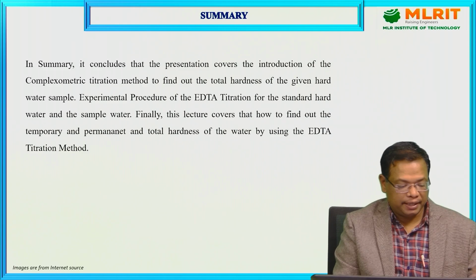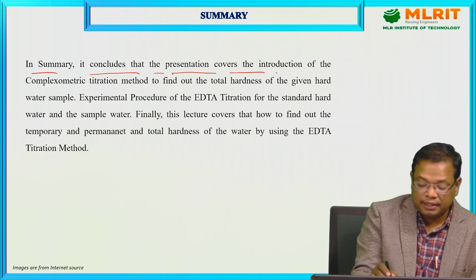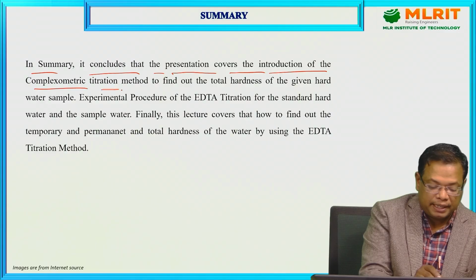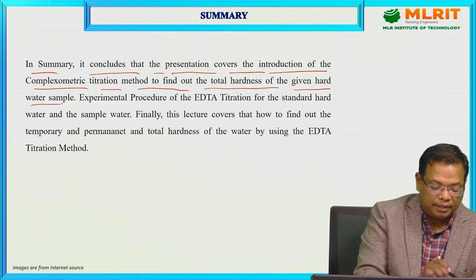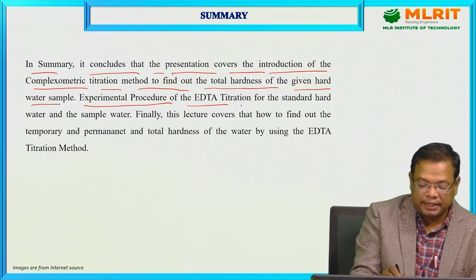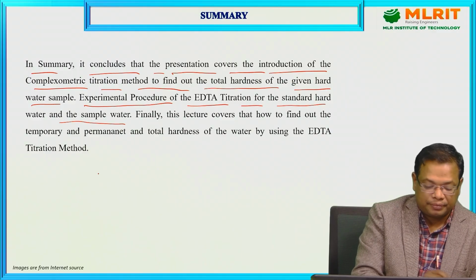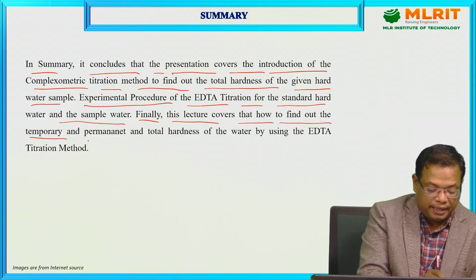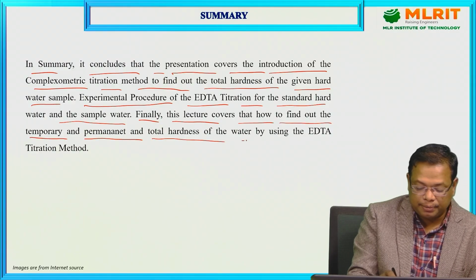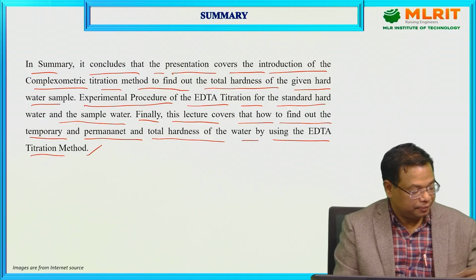Now, in summary, the presentation covers the introduction of the complexometric titration method to find the total hardness of the given hard water sample, and the experimental procedure of the EDTA titration for the standard hard water and the sample water. Finally, this lecture covers how to find the temporary, permanent and total hardness of the water using the EDTA complexometric titration method.